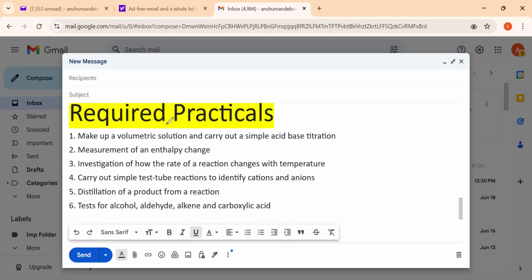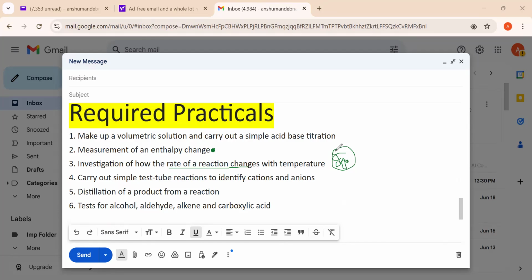Yes, this bit is very important, right? As I've discussed in the earlier part also, making up a volumetric solution, right? Standard solution, right? Carry out a simple acid base reaction. Enthalpy change, I told you, right? All the four kinds of enthalpy change which are there. Investigation about the rate of the reaction is very important, very important, right? With temperature, with concentration, with surface area, with catalyst also, right?